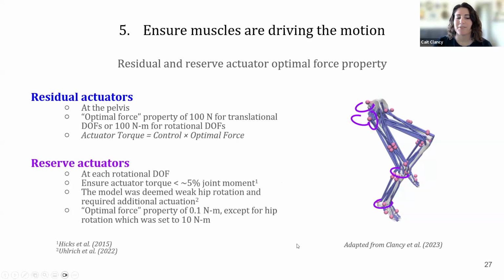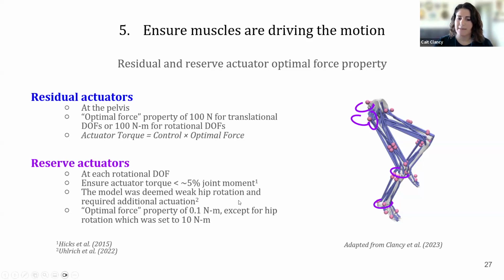Next up, we have the reserve actuators. And these reserve actuators are at each additional rotational degree of freedom. So we'd have 3 at each hip, 1 at each knee, and 1 at each ankle. And what these are doing is they're taking care of some of the high frequency moments that occur during the simulation, and they're helping with convergence. But once again, we want to ensure that the muscles are driving the motion. So we want to ensure that the actuator torque is less than about 5% of the total joint moment. So that's the moment I was talking about a few slides ago.